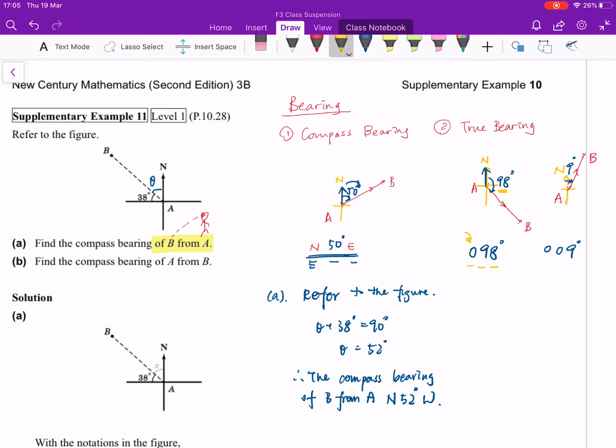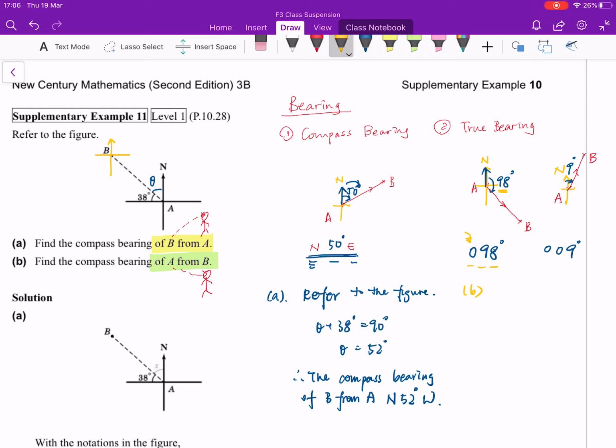Similarly, for part B, this time you can see that I find the bearing of A from B. This time you are standing at B and looking at A. I use orange color this time. So you are standing at B, so you need to draw a cross on B.